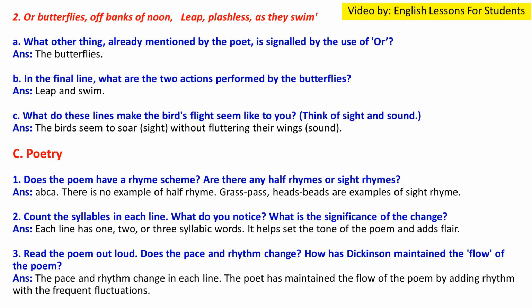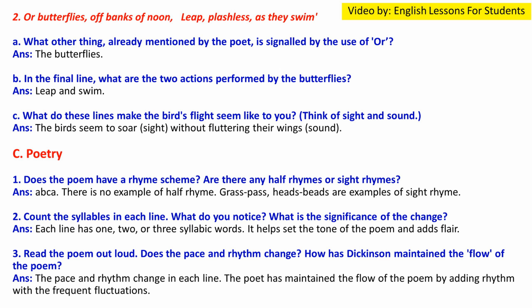Sound. C. Poetry. 1. Does the poem have a rhyme scheme? Are there any half rhymes or sight rhymes? Answer. The rhyming scheme is A, B, C, A. There is no example of half rhyme. Grass, pass, heads, beads are examples of sight rhyme.